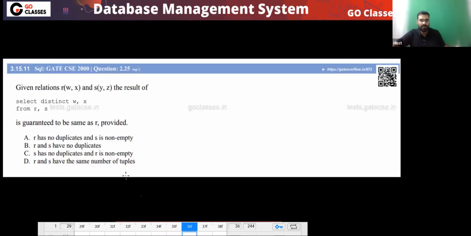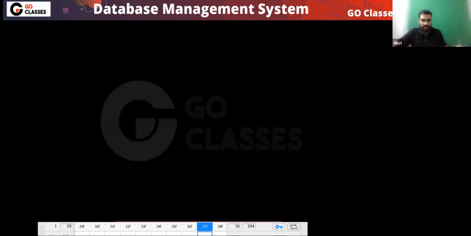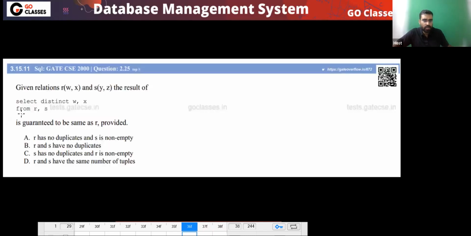Okay, so tell me this one. This is a GATE 2000 question. Given relation R(W, X) and S(Y, Z), what is the result of this? This is a very nice question. Let's see this. From R, S, you select distinct W, X.